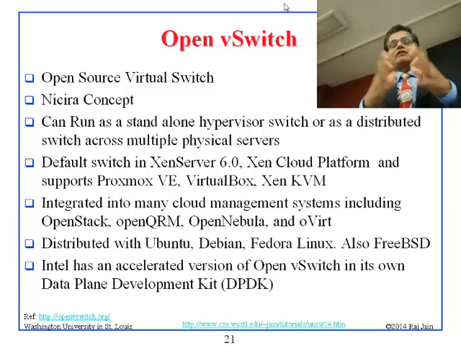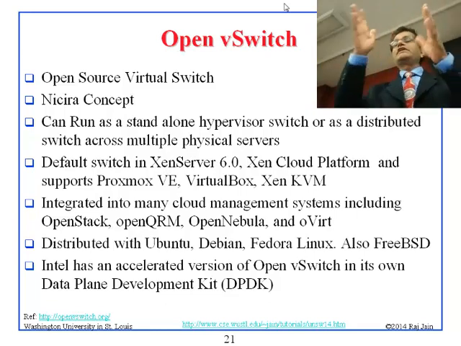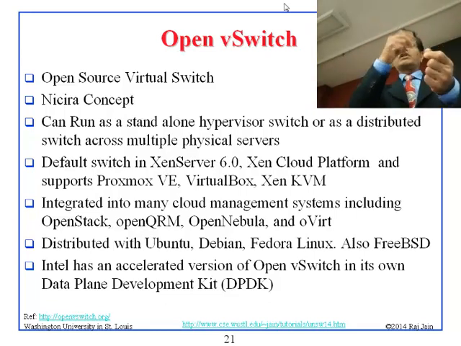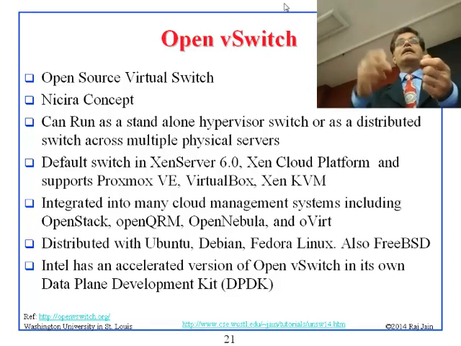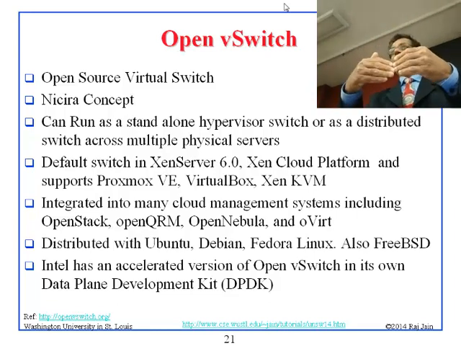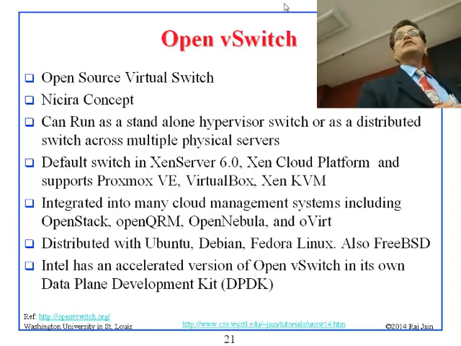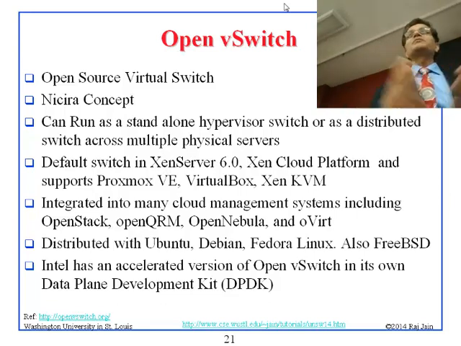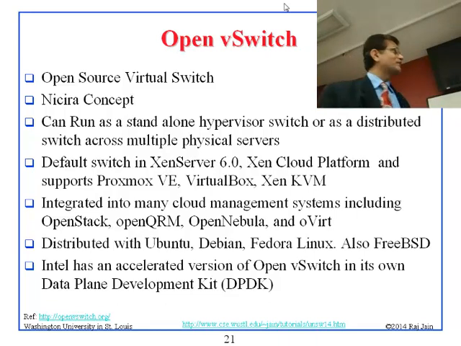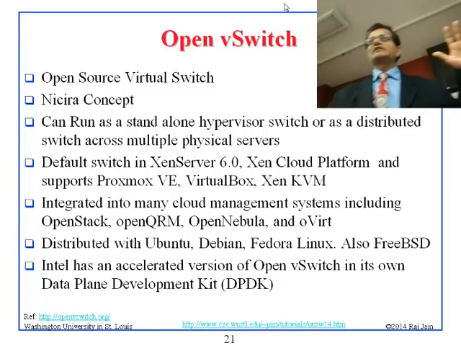So in a virtualization environment, you have a processor and you want to put 6 VMs into it. Each VM needs a virtual network interface, NIC. And those are connected by a switch to the real interface, NIC. So this virtual switch is Open vSwitch. And in all other cloud stacks, this Open vSwitch is used, such as Cloud Platform, Proxmox VE, VirtualBox, KVM, OpenStack, OpenQRM, OpenNebula, whatever. So this is the switch.